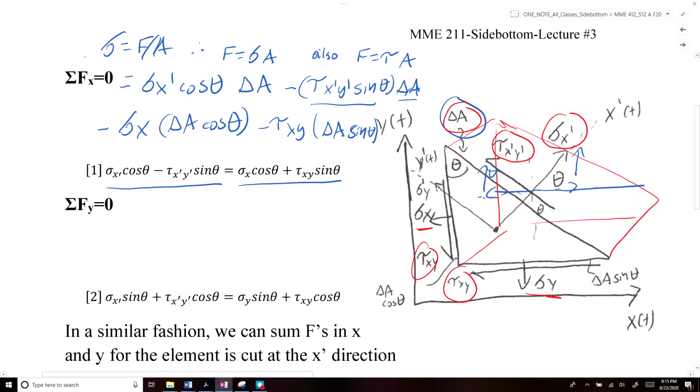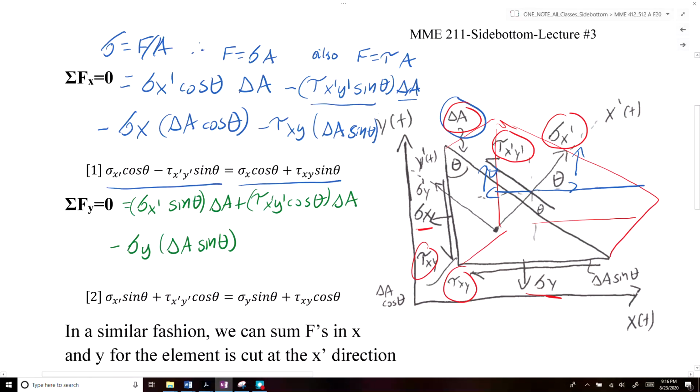Right? So for the y direction, we'll include all of our stresses. So for sigma x prime, we would get sigma x prime times the sine of theta times delta A, and we would add tau x prime y prime times the cosine of theta. Again, it's going along the positive y-axis, so it's going to be a positive sign times delta A. And then we'll include the remaining terms from our unprimed stresses. So we have minus sigma y times delta A sine of theta.